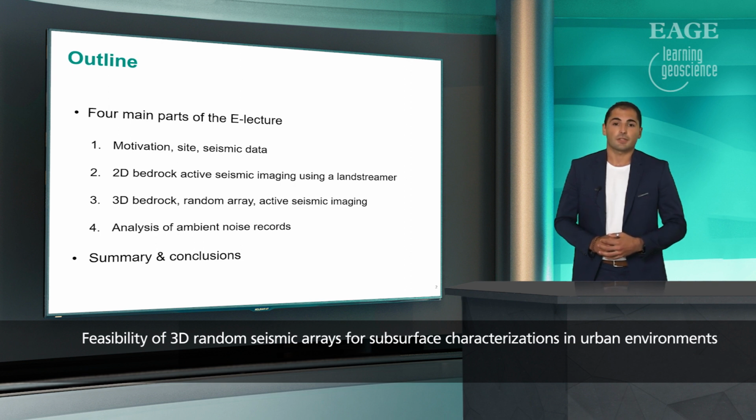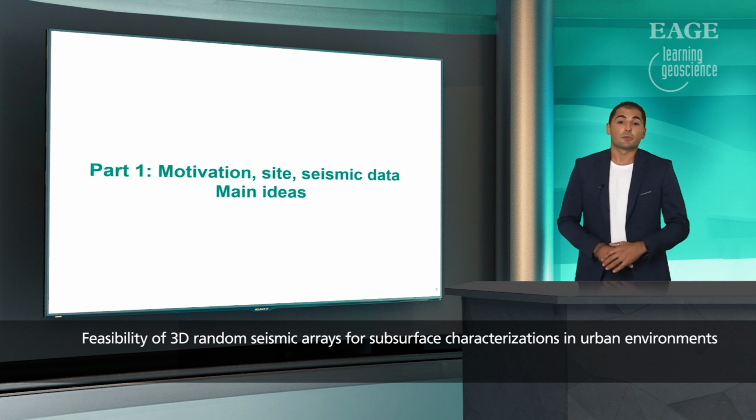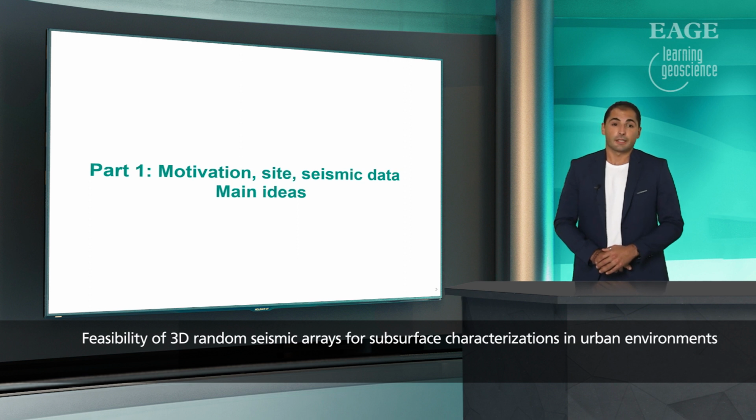The next part of the lecture analyzes the feasibility of a randomly distributed array of seismic receivers for active source seismic imaging. Following this, an analysis and an overview of the ambient noise field recorded on the wireless receivers at the site during approximately 7 days of the survey will also be shown. And in the end, a general summary and some conclusions will be drawn. Which brings us to the first part of my lecture.